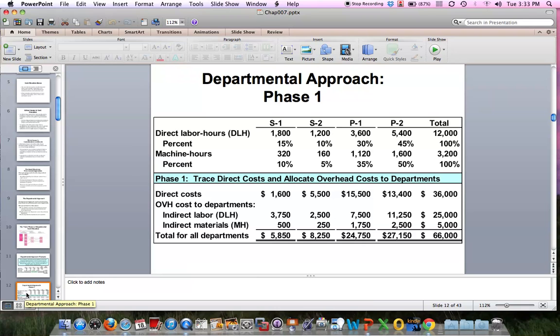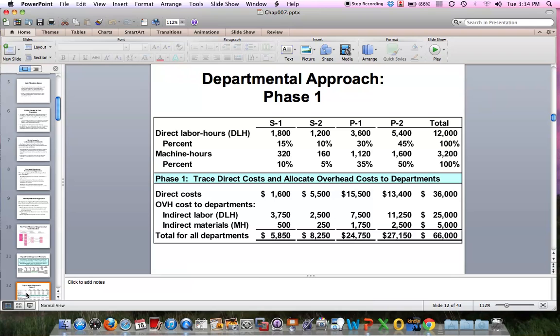So phase 1, and what you see on the screen for phase 1 is also in your book on 228, and there's more detail in Exhibit 7.4 than there is in this PowerPoint, so make sure you're looking at Exhibit 7.4 on the top of 228, and it shows you in a little bit more detail how some of the numbers are computed and arrived at.